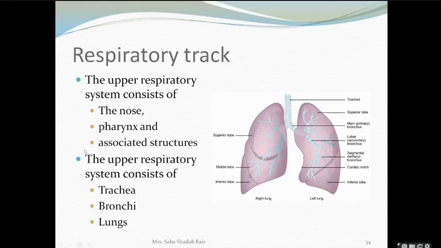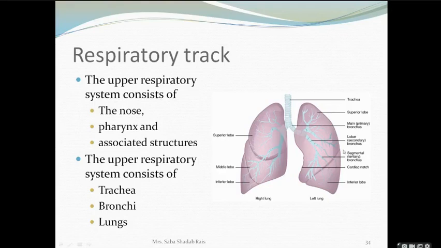You can see here the lobes are there. You will find that the left lung has two lobes and the right lung has three lobes. In the left lung, the upper part is known as the superior lobe, and the lower part is known as the inferior lobe. Now this lung is divided by the fissure that is called the oblique fissure.